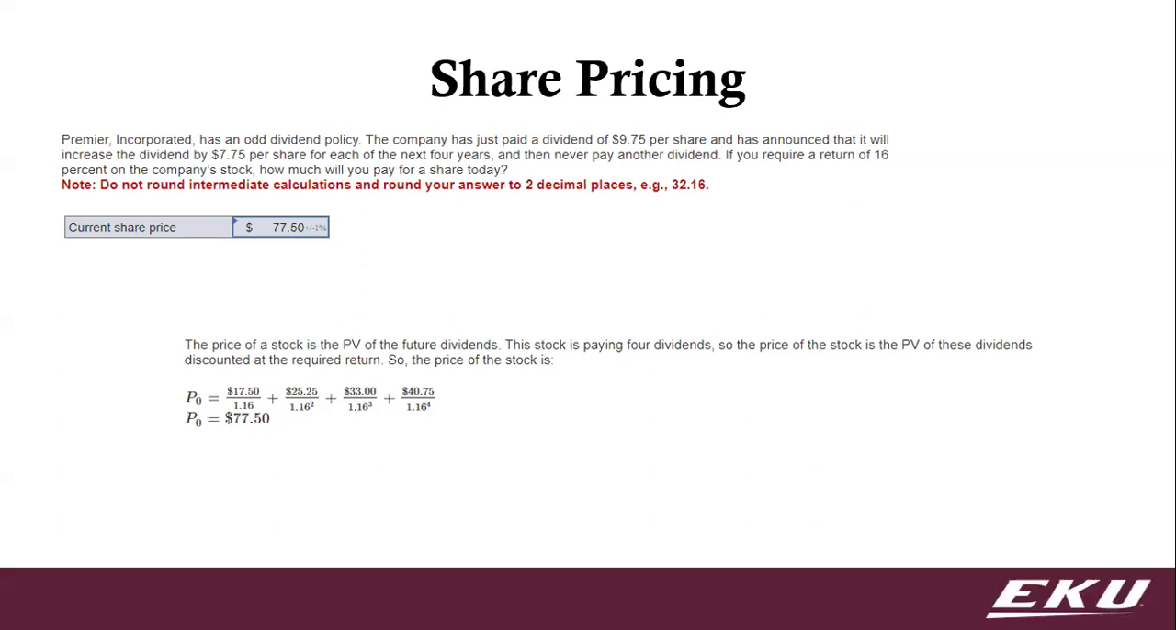Since we have a required return of 16%, we just take each of those 4 years and discount that back to the present value, either 1, 2, 3, or 4 years. That's what those powers are in the denominator. Once you add up the value of those 4 dividend payments, that will tell you what the current share price will be.